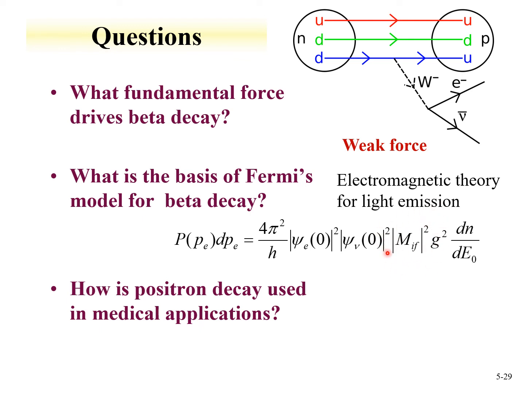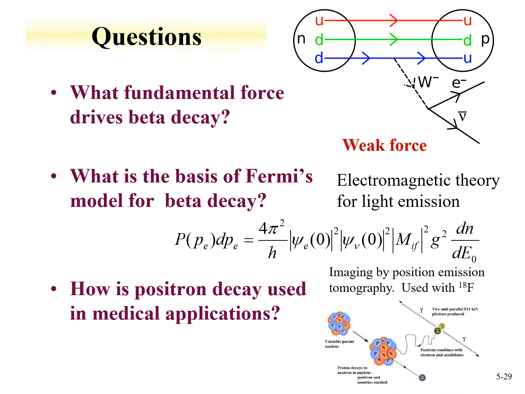And a final question is some applications of beta decay. How is positron decay used in medical applications? Well, it's used in imaging by positron emission tomography. For example, fluorine-18 is used: when a positron is produced, which is antimatter, and it collides with electron matter, it creates two gamma particles 180 degrees away from each other. These gamma particles each have energies related to the mass of the electron and the positron, so it's 511 keV. They come off at 180 degrees.